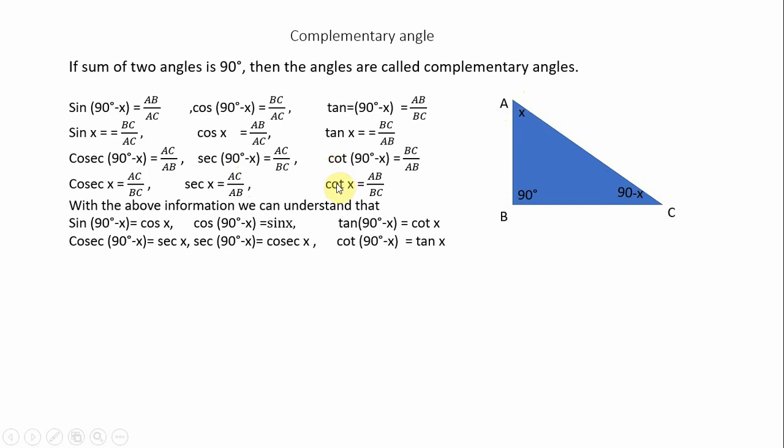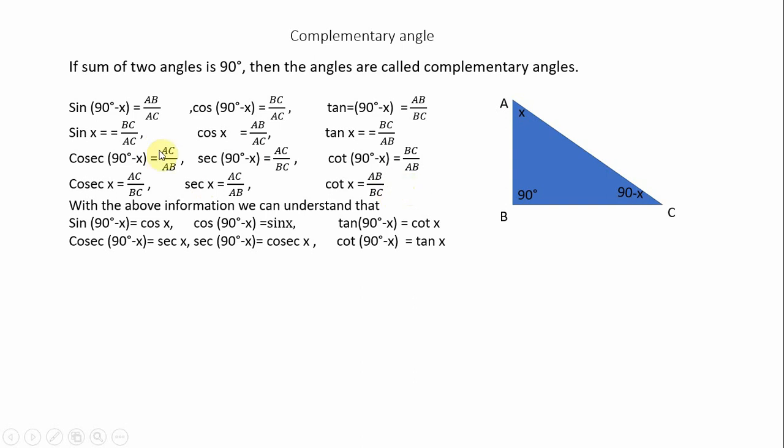Understand? Now cot x. Cot is what? Inverse of tan. Tan is what? Opposite side by adjacent side. So cot x will be equal to what? Adjacent side by opposite side. The adjacent side is equal to AB and opposite side is equal to BC. So I have written AB by BC.